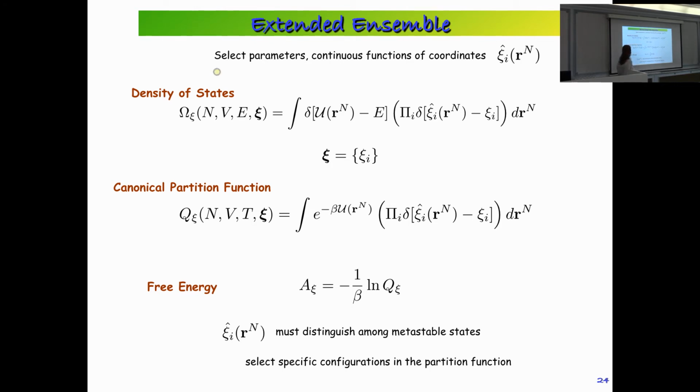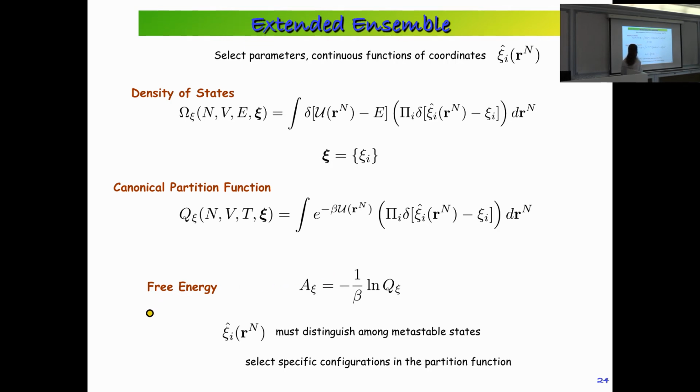This is in the microcanonical ensemble, and this is in the canonical ensemble. Instead of having the delta function here, you have the Boltzmann factor, and the rest is the same. In the end, you will find the free energies that come from this partition function, at specific values that consider the change of these collective variables.